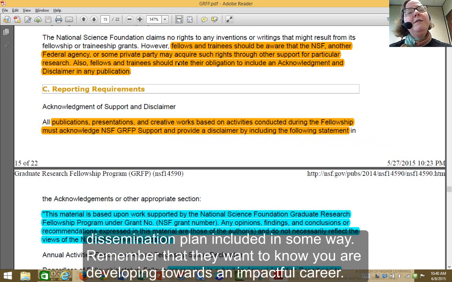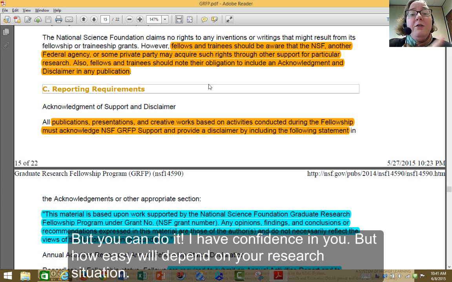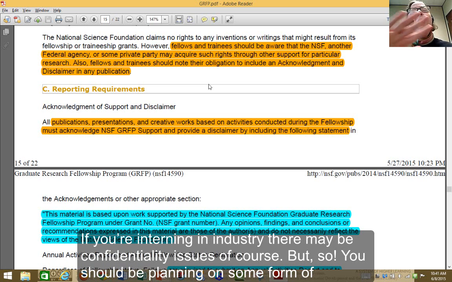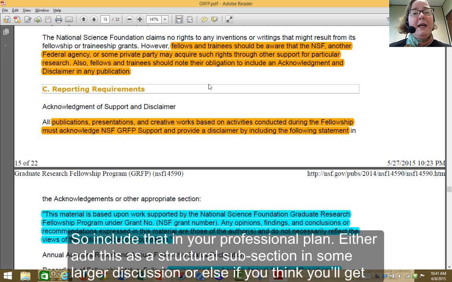Remember that they want to know that you are developing towards an impactful career, and in the sciences and technology, that includes presenting at conferences and possibly publishing, although at the master's level that can be harder. But you can do it! I have confidence in you! But how easy it would be depends on your research situation. If you're interning in industry, there may be some confidentiality issues, of course, but you should be planning on some form of professional presentations in your field to disseminate what you find and also to get your name out there. So include that in your professional plan.